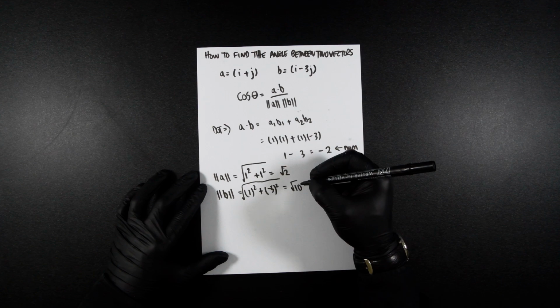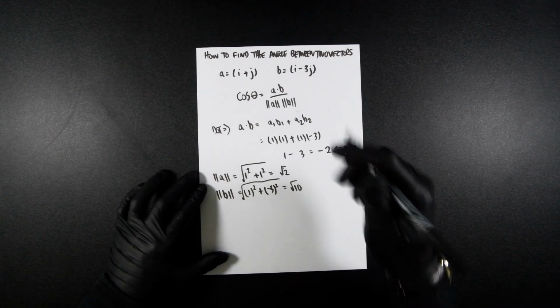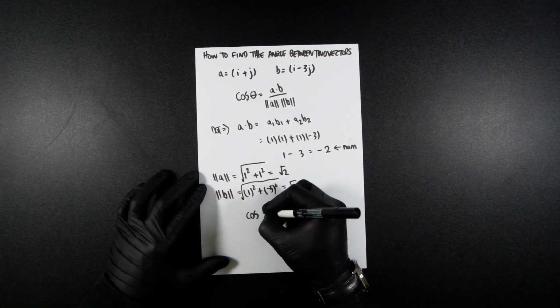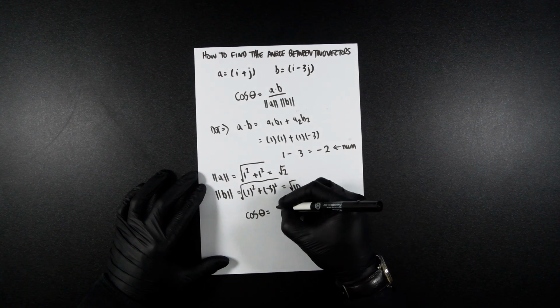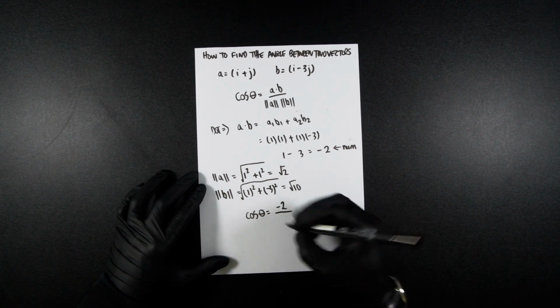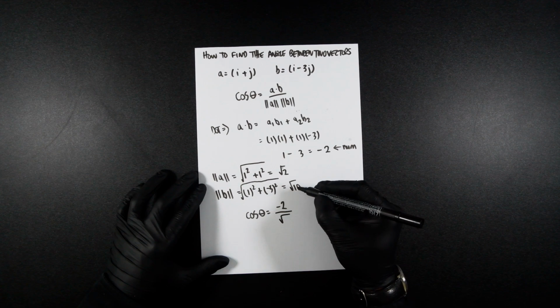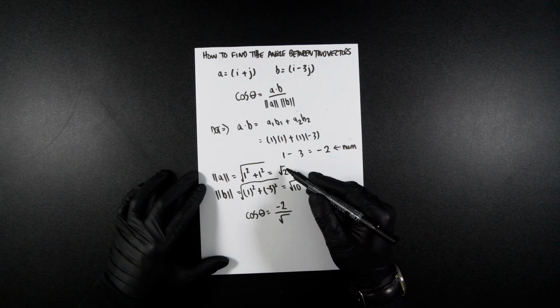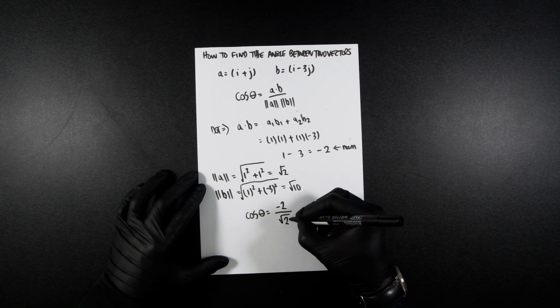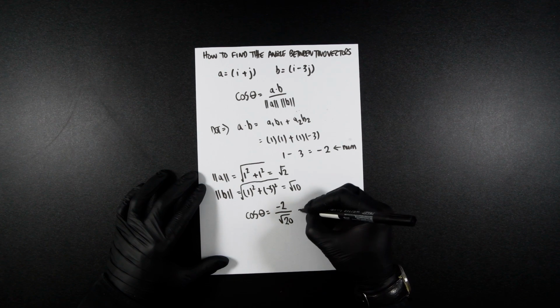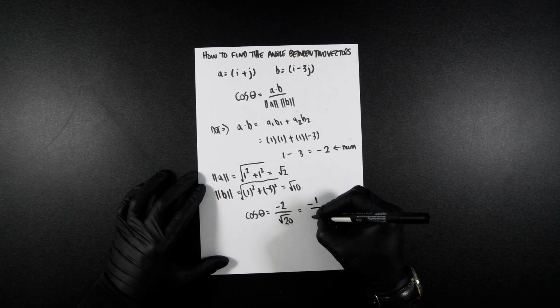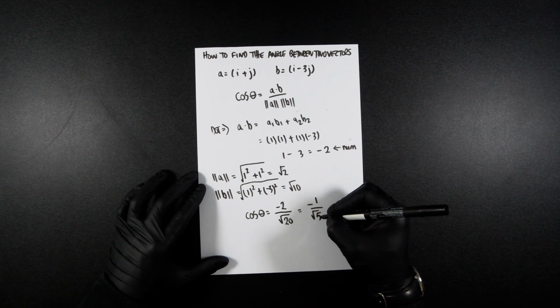We now can simplify this. We can plug it in to here. So we're going to do cos theta would be minus 2 over square root 10 times square root 2, which is square root 20, which is the same as minus 1 over root 5.